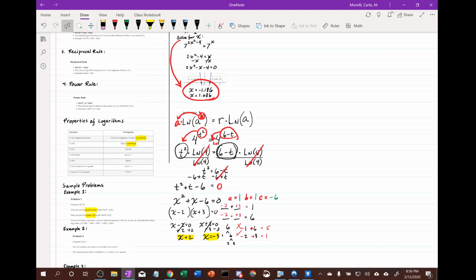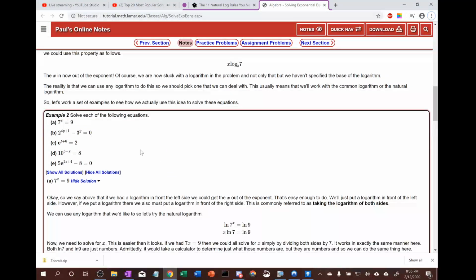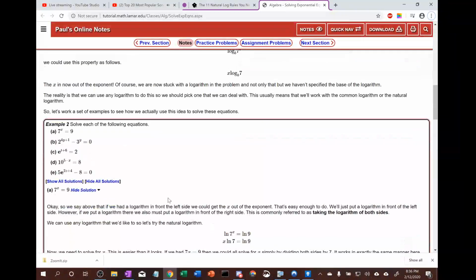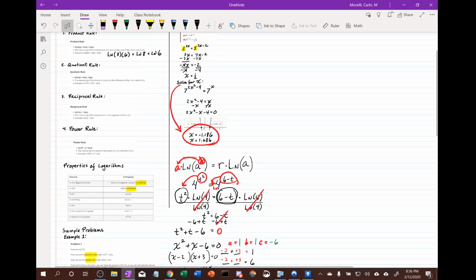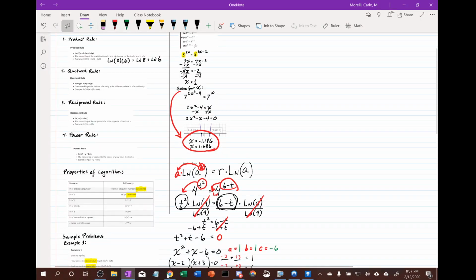So that was that example. Let's see if we were right. 2 and negative 3. So we did... wait, which one do we do? Wait a minute, what was I doing? Where did I get that problem from? Oh, 7 to the 2x minus 4 equals 7x. No, that's not what it was. It was 4 to the t squared. Okay.